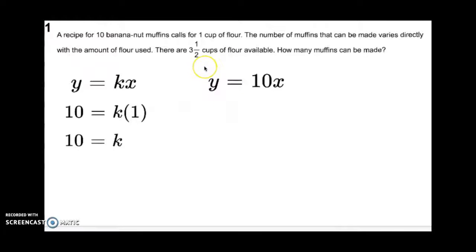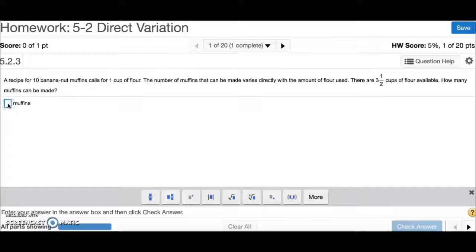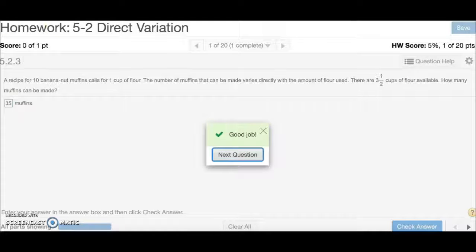Now, if there are 3.5 cups of flour available and we're looking for how many muffins, we're going to substitute 3.5 in for x. So rewrite that as an improper fraction, so that's 7 over 2. So you'll get 70 over 2, which equals 35. So 35 muffins can be made. So let's type that in. Type in 35. That's the answer for number 1.